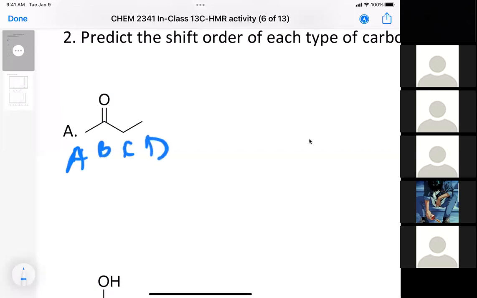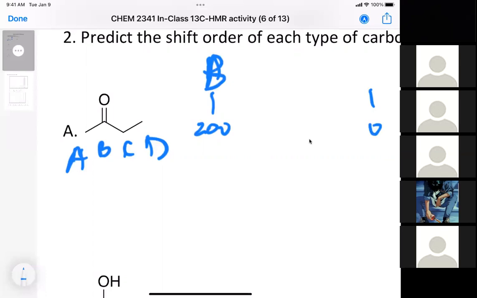Of A, B, C, and D, which is going to be the one that's furthest downfield, highest number? It's going to be B, right? Because it's a carbonyl, and that carbonyl in ketones and aldehydes like this is going to be way up near 200. So we're going to do 200, and we're going to have a peak there. And way down here is going to be 0. So B is going to be up here at 200.